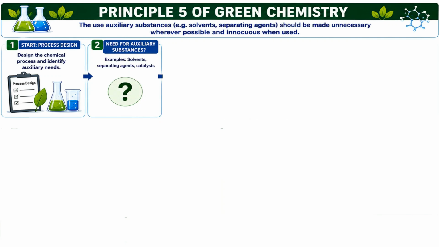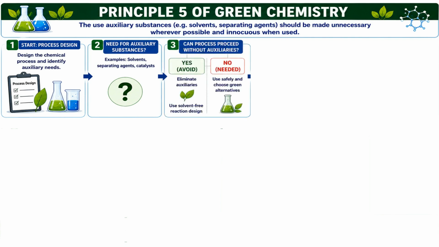At this decision point, we ask: can we avoid auxiliaries altogether? If yes, we eliminate them and aim for solvent-free reaction design. If no, then we must use them safely and choose greener, less harmful alternatives.